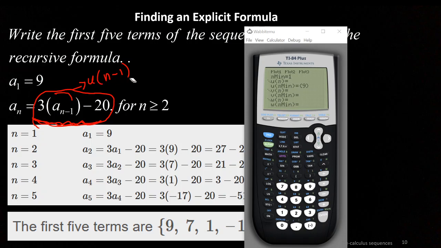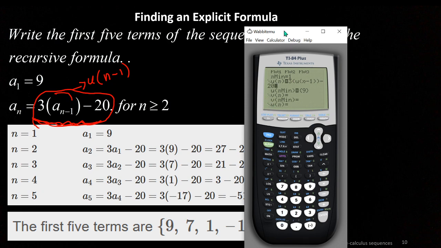U of n minus 1, not subscript. So where do we get it? We put 3 and then times what? Now where do we get u? Well, last time I told you, u is right above 7. You have to press second to get it. Don't get that u, the green one here. This is the u we want. So u of n minus 1, and then close parentheses, minus 20, right?